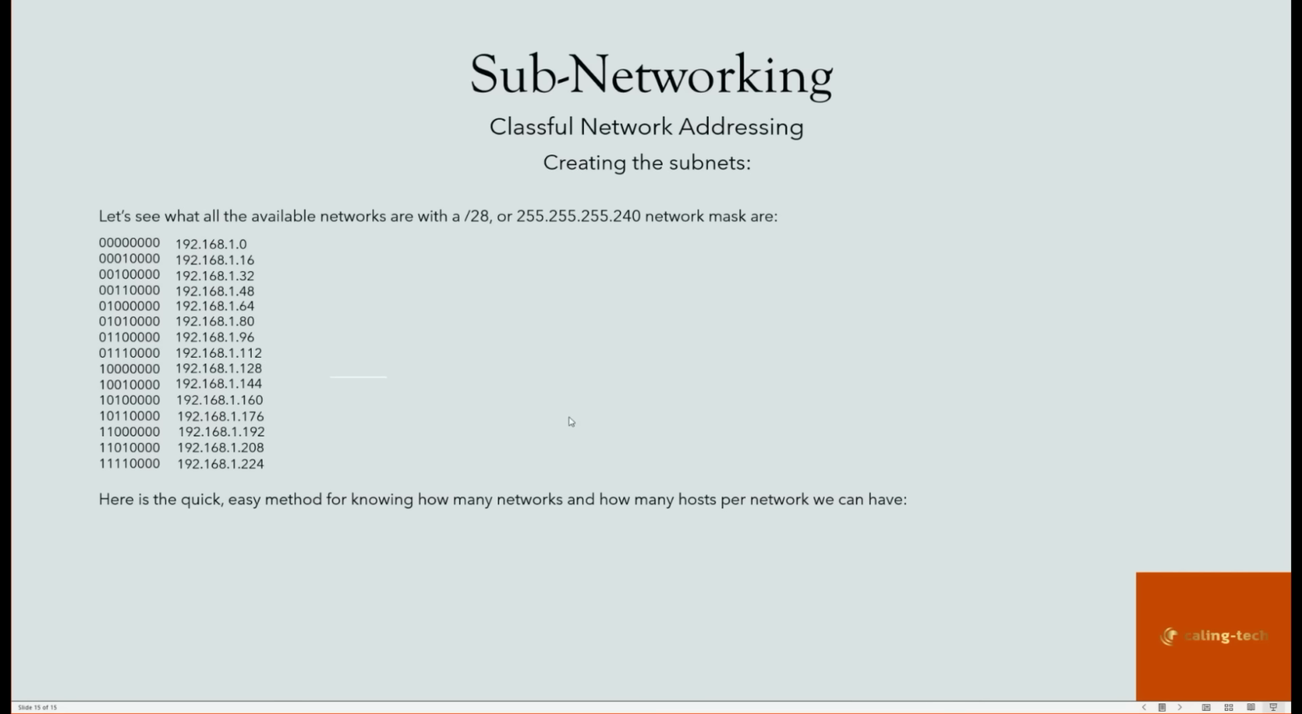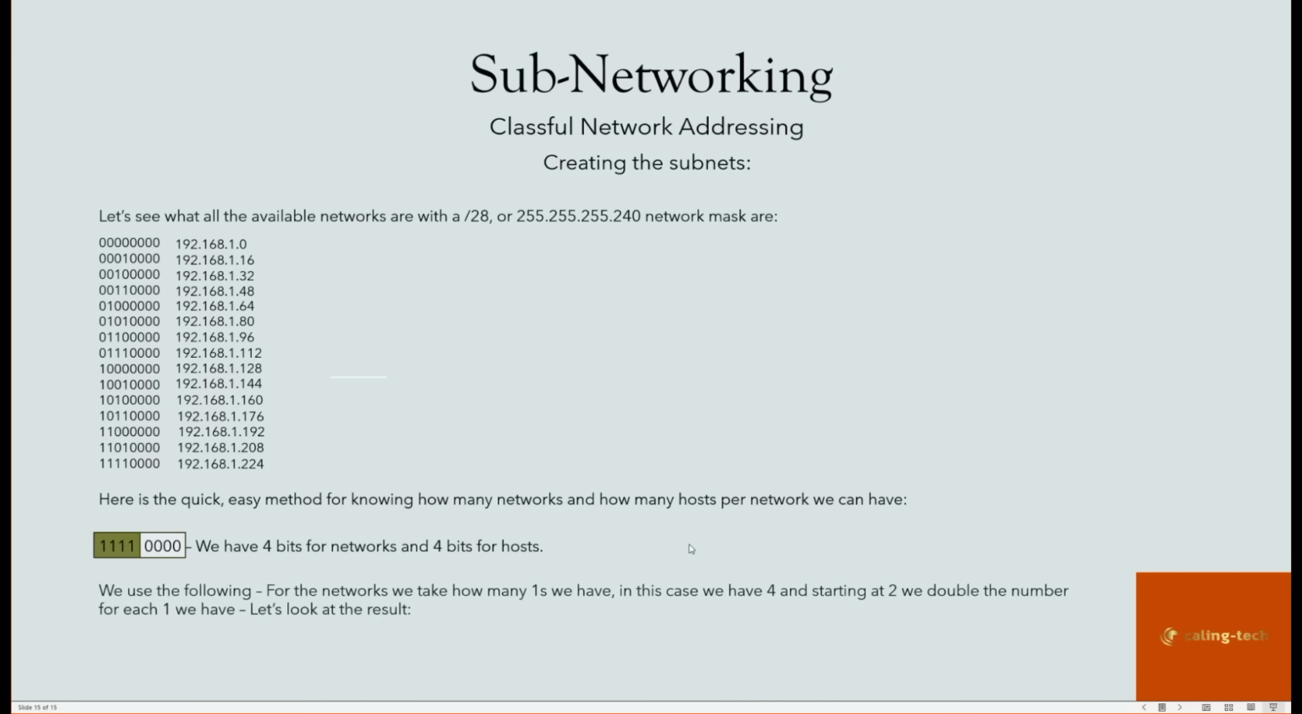So we have 4 bits. I've put a space in between to show it a little bit clearer. We have 4 bits for networks and we have 4 bits for the hosts. So this is actually quite an easy one because the calculation is going to be the same for both. So for the networks, we take how many ones we have. In this case, we have 4. And we start at 2 and we double the number for each one that we have. So let's look at the result and what I mean. So if we start at 2, we do 2.